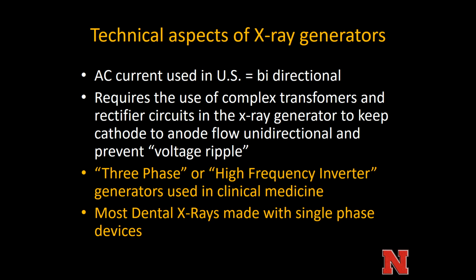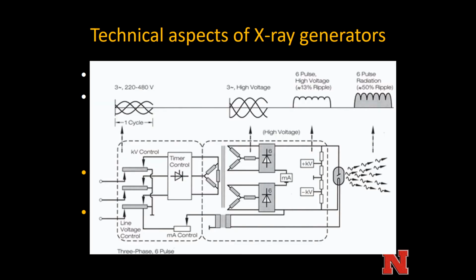So X-ray tube generators require the use of complex transformers and rectifier circuits in the X-ray generator to keep the cathode to anode flow unidirectional and to prevent something called voltage ripple. To do this, we use something called three-phase or high-frequency inverter generators in most clinical X-ray machines. That's for like in diagnostic radiology. If you talk about like a dental X-ray machine, which has a much simpler task, they're usually used with a single-phase generator.